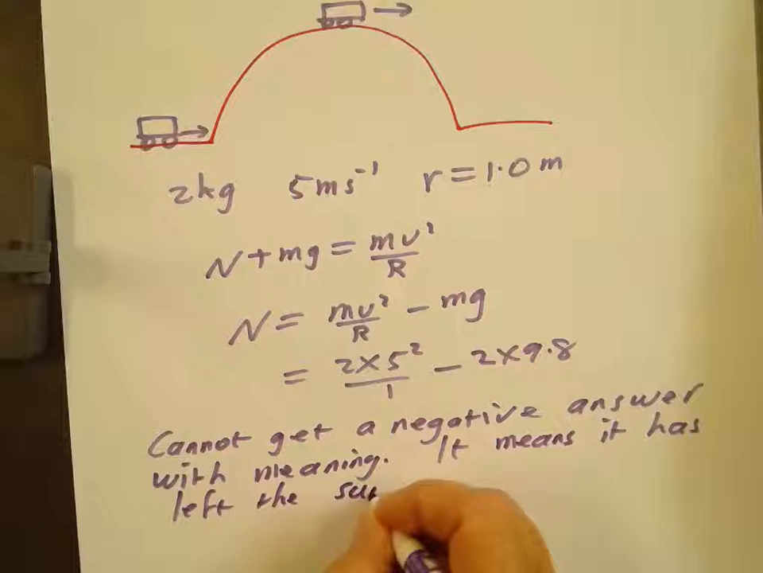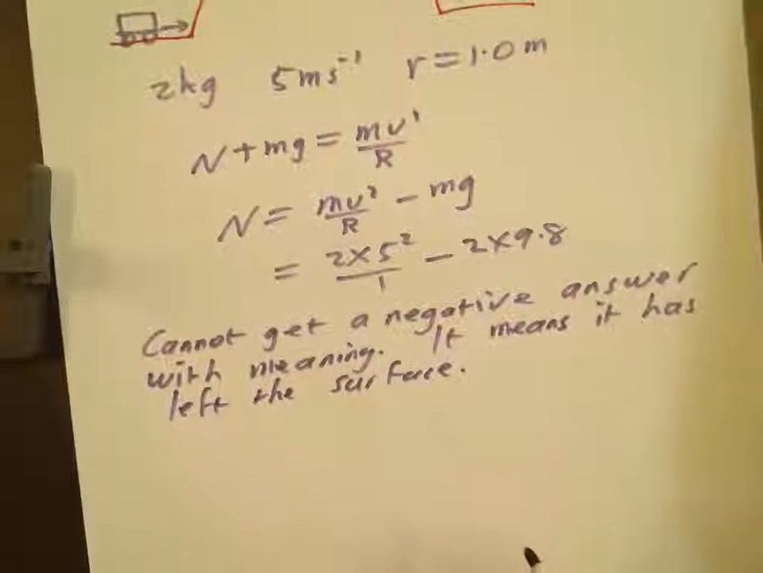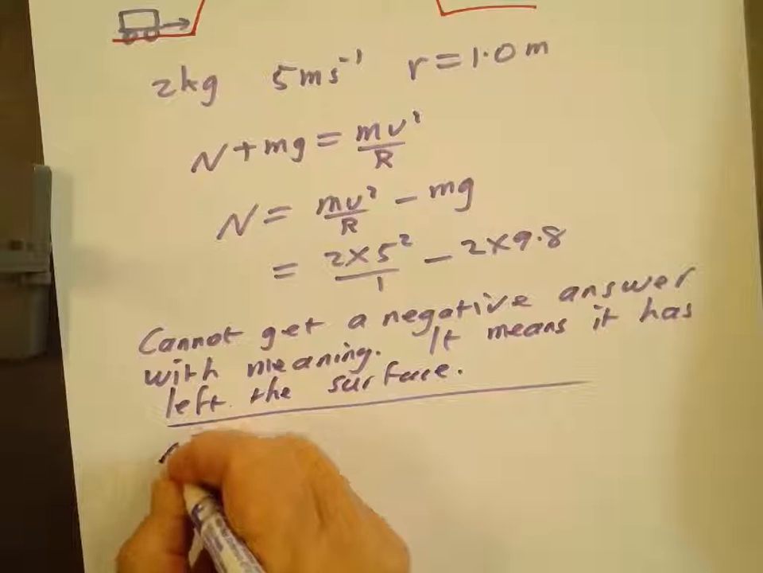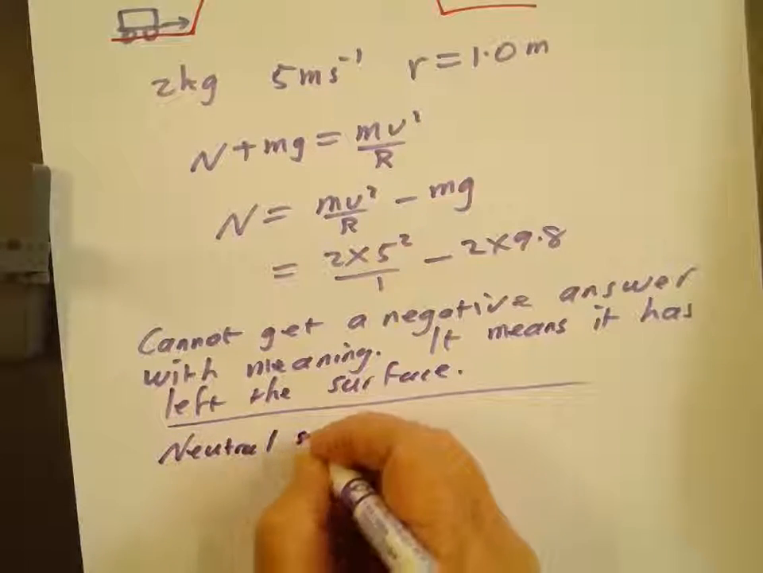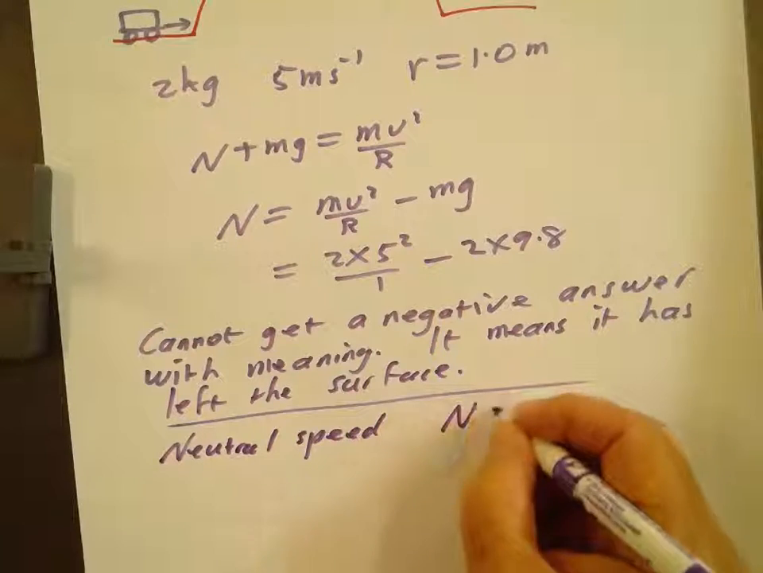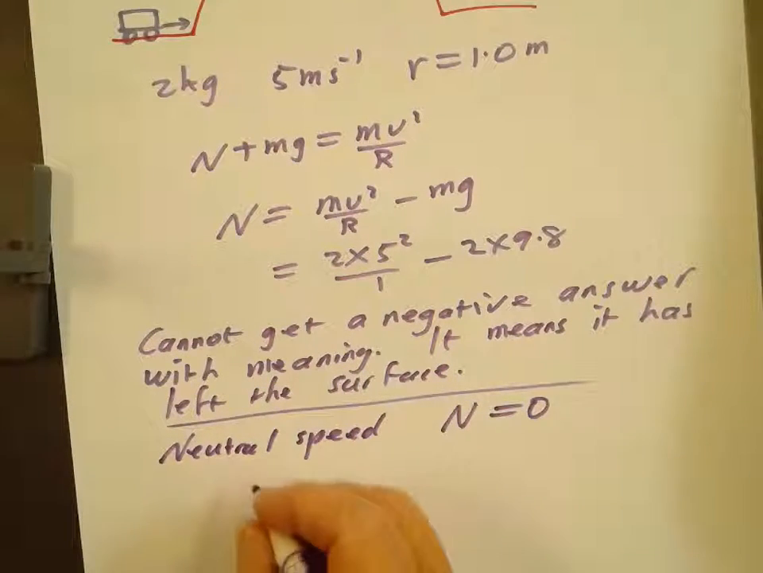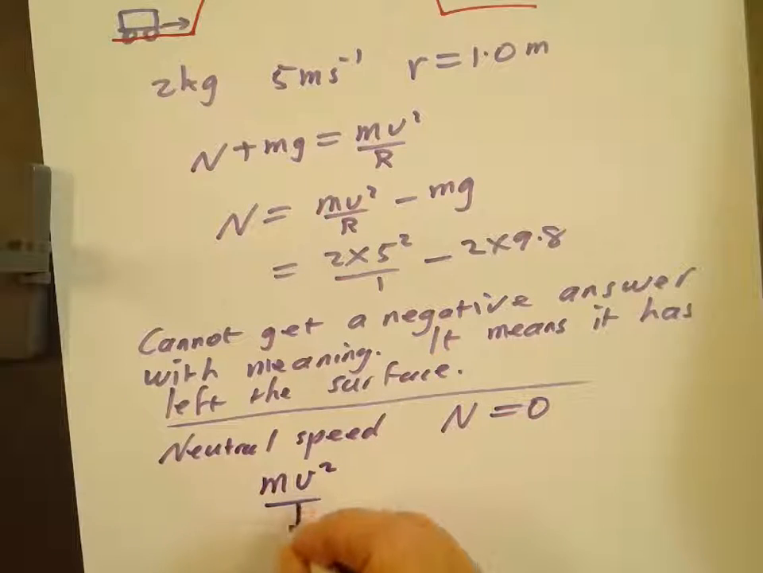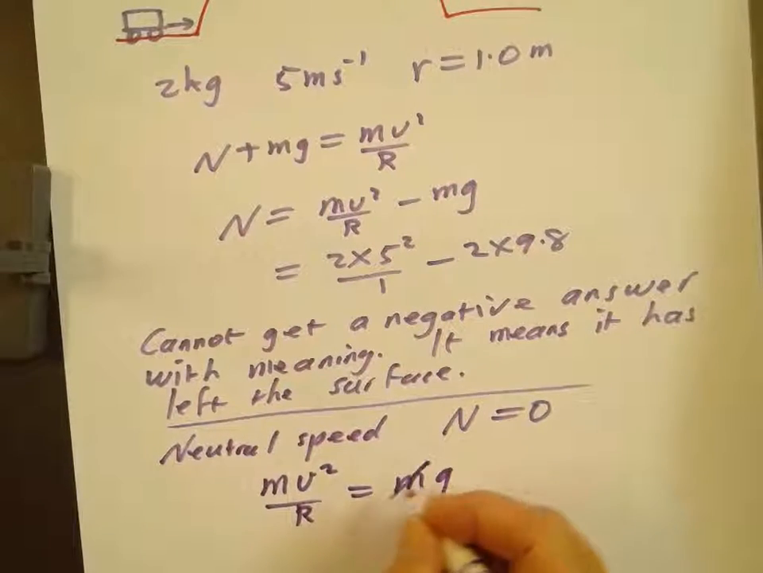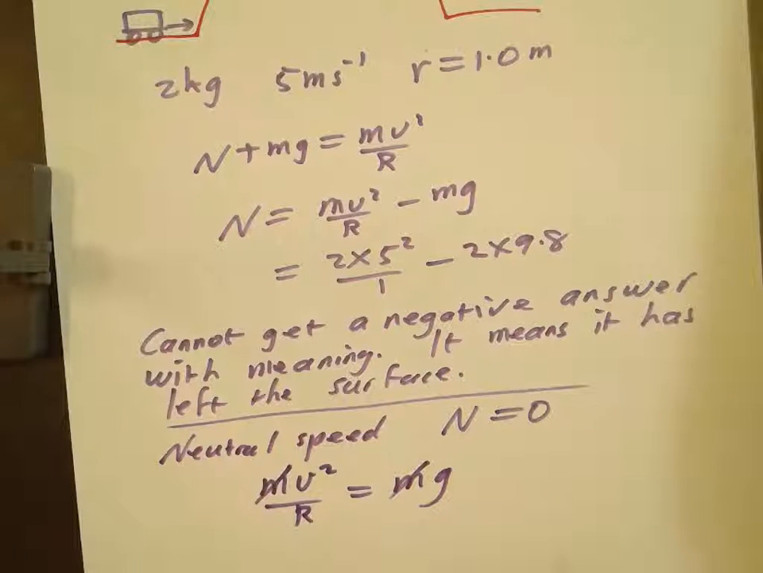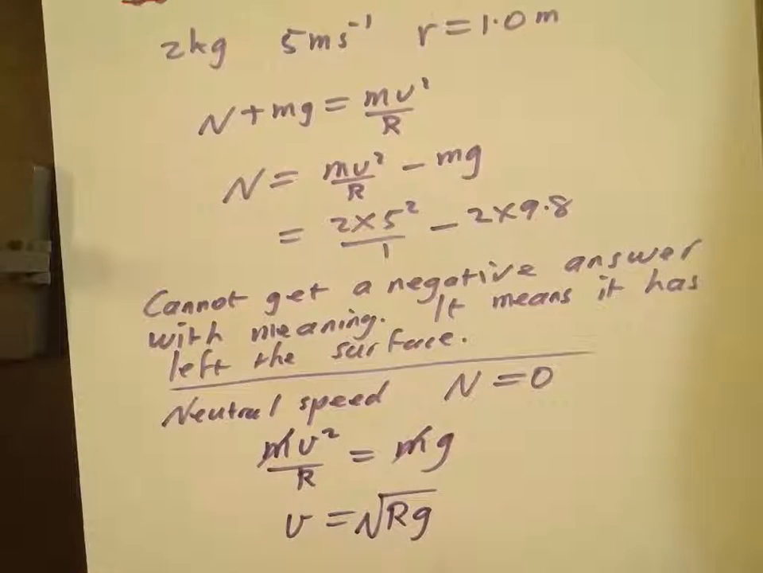So one other thing we should add is what you would call a neutral speed, where N equals 0. If you had a neutral speed where N equals 0, you would have mv squared on r equals mg. And note again, as is commonly the case, the mass is irrelevant. So v equals the square root of rg. So the perfect speed to have 0 contact with the surface over a hump is v equals the square root of rg. I'm hoping this makes some sense for vertical motion, and we'll be doing a lot more of this in class.